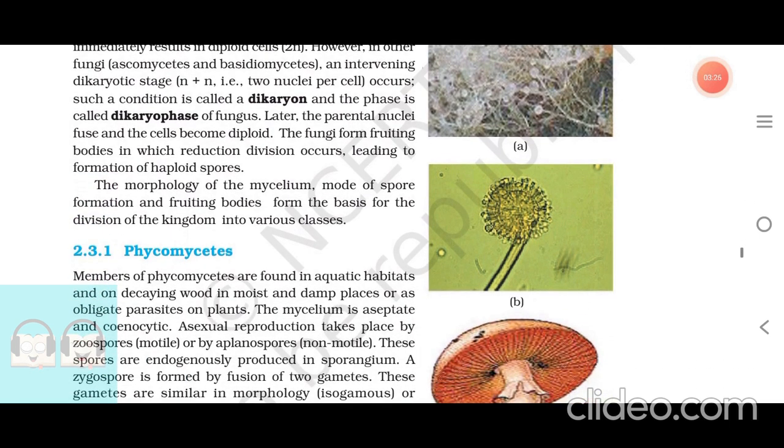The morphology of the mycelium, mode of spore formation, and fruiting bodies form the basis for the division of the kingdom into various classes.